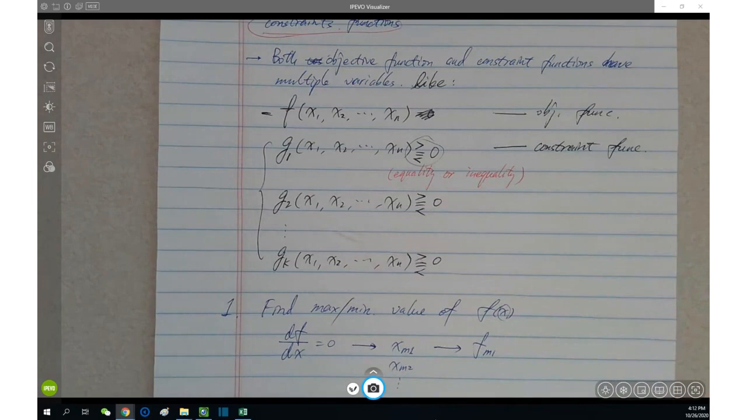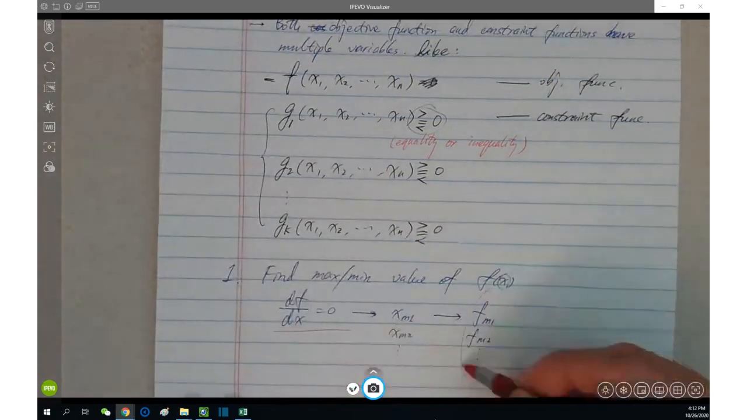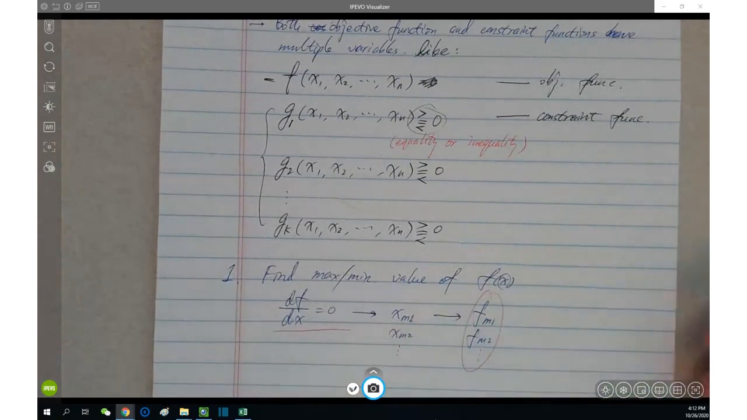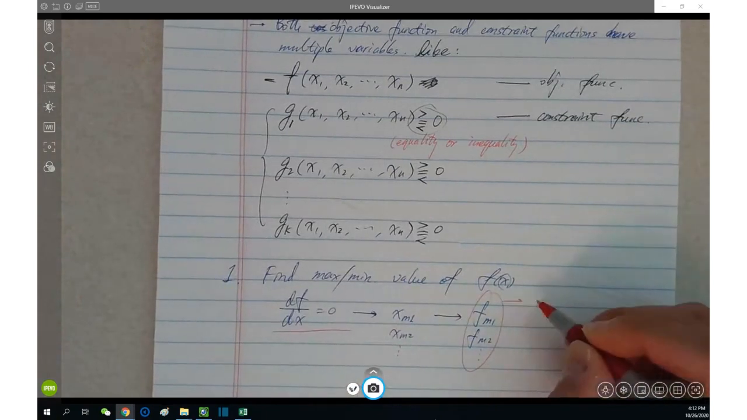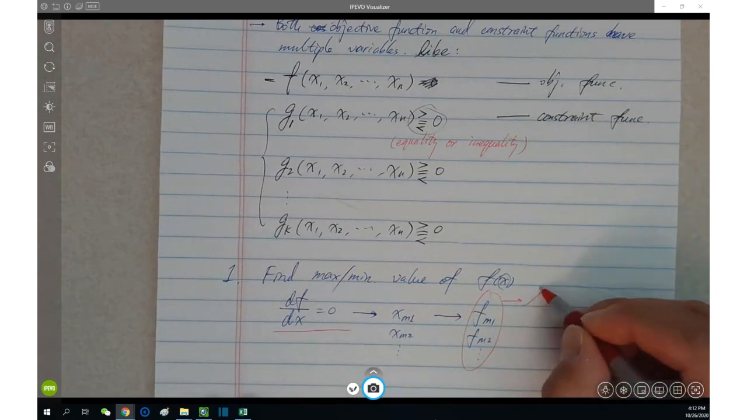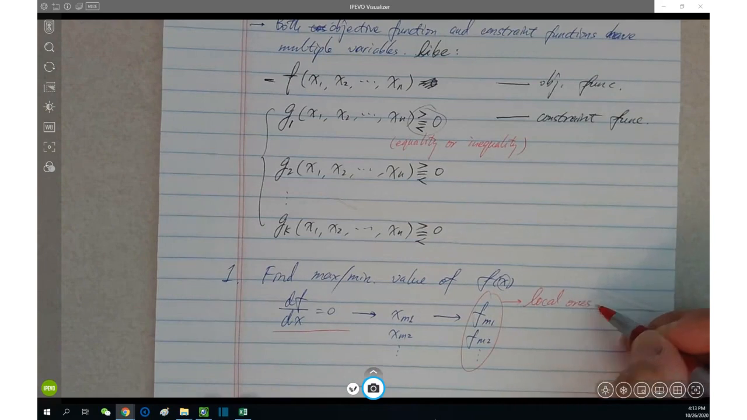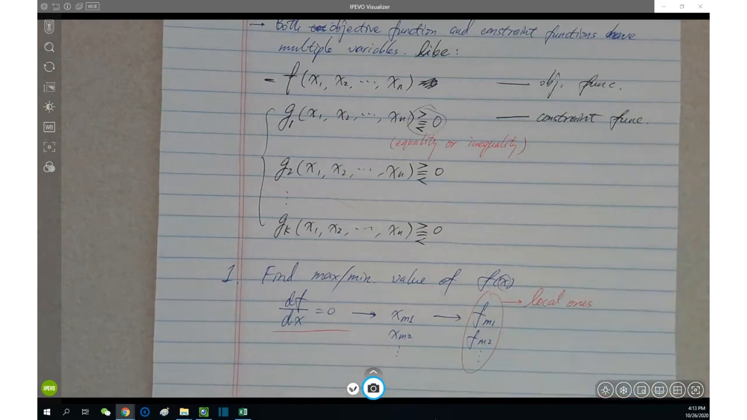The corresponding minimum or maximum value for f, the function. Of course, we have multiple. From this way, what you can find, these are what? Minimum or max value. However, they're called what kind of a minimum or max value? Local, right? It's called local. Local ones.